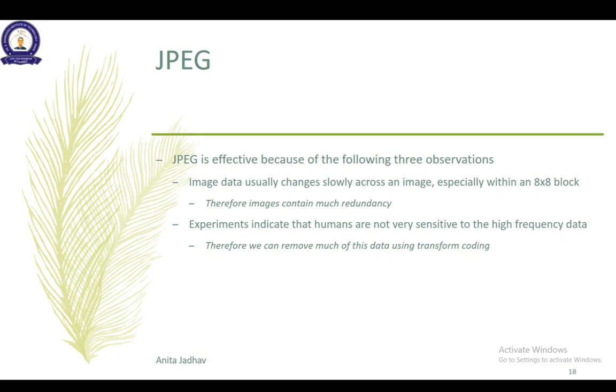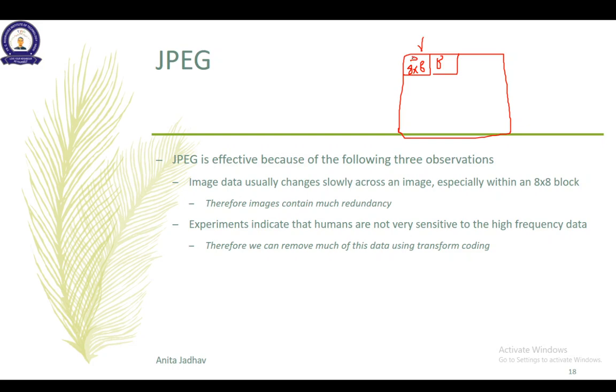Image data usually changes slowly across an image, especially within an 8 by 8 block. Now what do you mean by an 8 by 8 block? Whenever I read an image, I perform the functions block by block. First I divide the entire image into blocks of 8 by 8 pixels. Whatever functions I carry out, I work on the first block. Then I divide again into one more block, again 8 by 8. Why? Because image data changes slowly within 8 by 8.